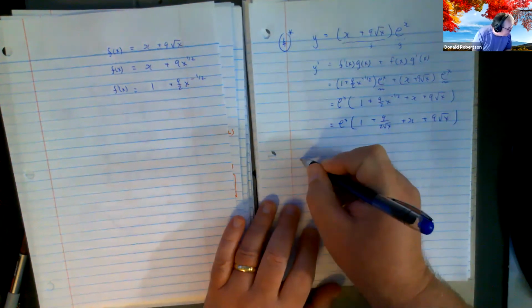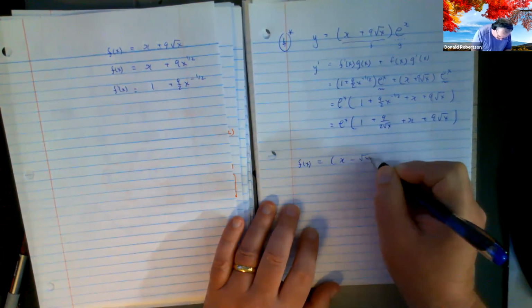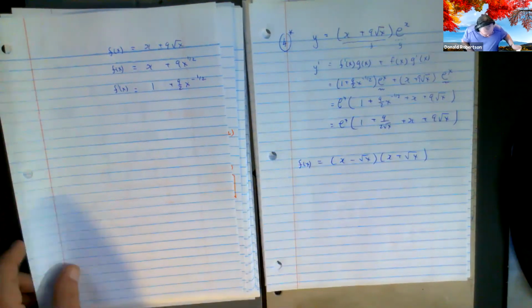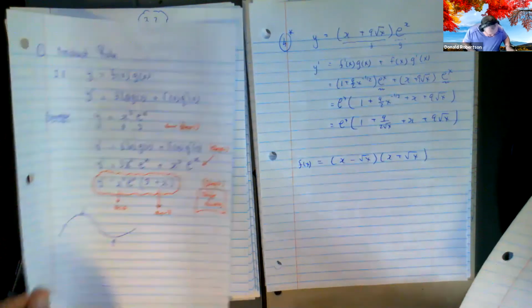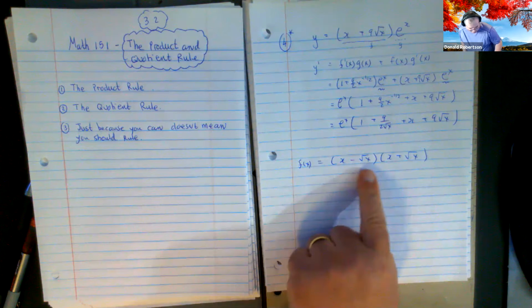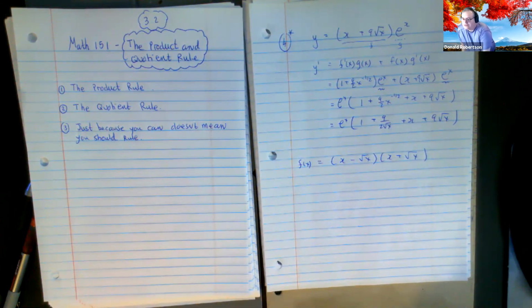Here is a function that qualifies under just because you can doesn't mean you should. Would you agree that is a product rule? At least it looks like it. This would be F, this guy would be G. And could I do the product rule? Yes. Would it be a bit ugly and take me some time? Definitely yes. So I could do it.